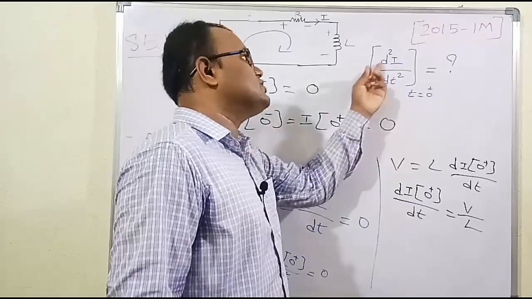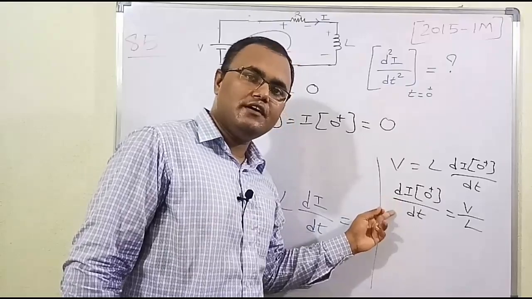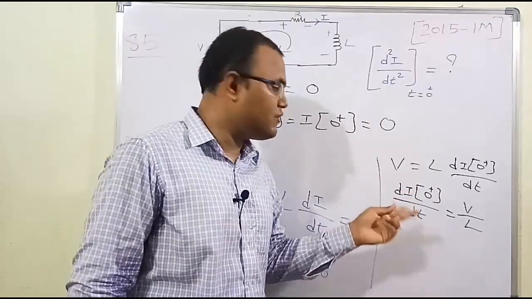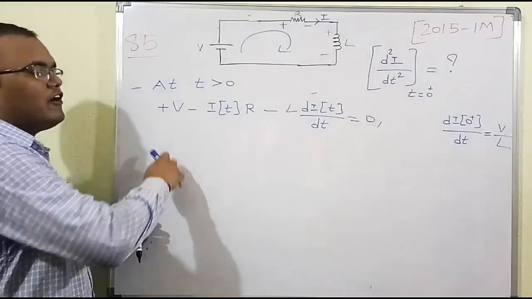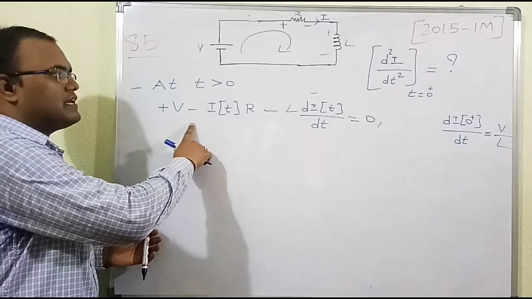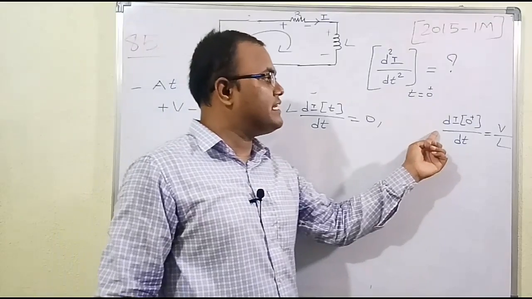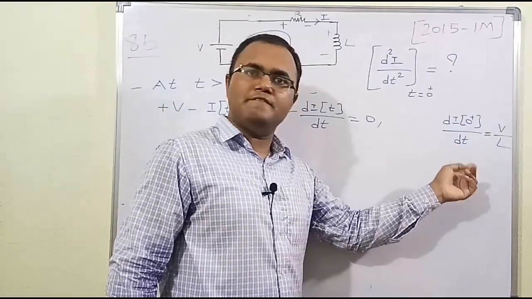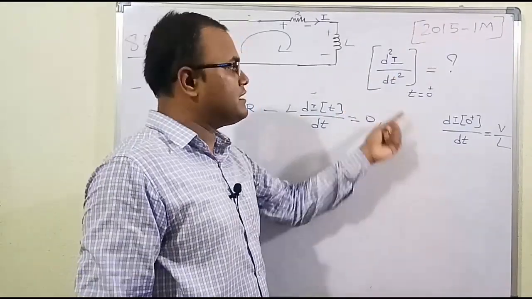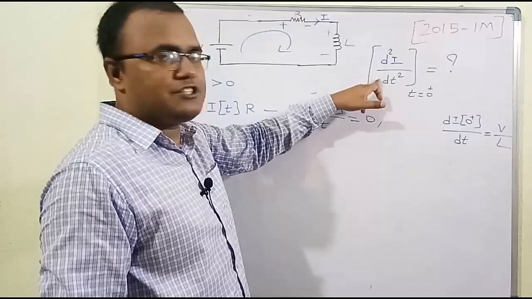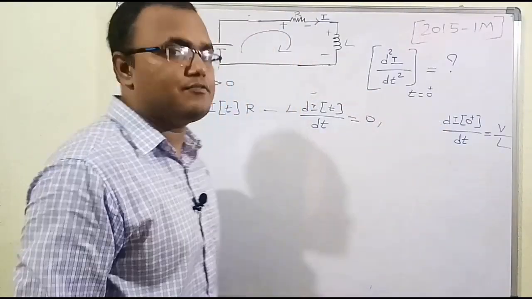But we need to find d square I by dt square, meaning the second differentiation, and we have figured out only the first differentiation. So now we need to move forward to do the second differentiation. At t greater than 0, we have already written the KVL, which is plus V minus I of t into R minus L of di by dt is equal to 0. And di of 0 plus by dt is equal to V by L, which we already figured out. Our main aim is to find d square I by dt square at t equal to 0 plus. It is a second order differentiation, and we have got only first order, so we need to do another differentiation.